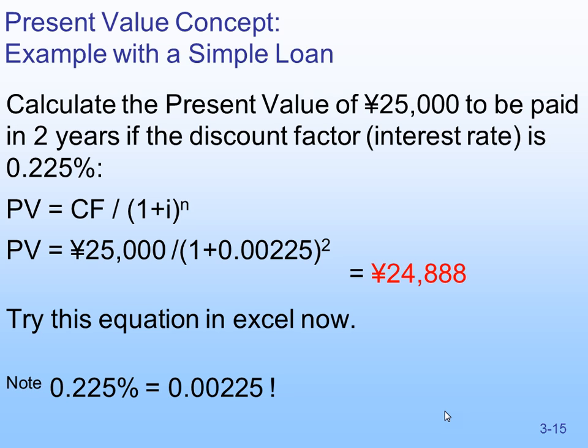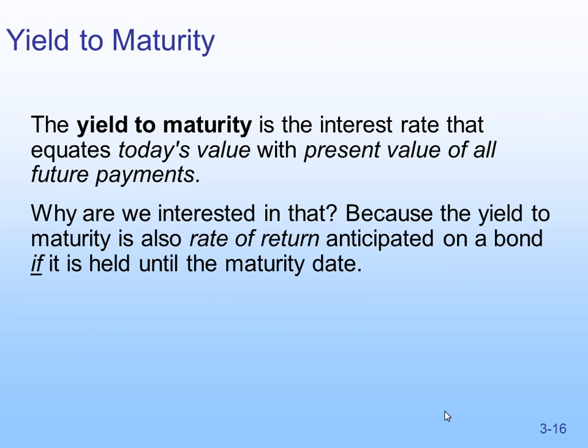So this is simple loans and present value. Now let's talk about yield to maturity. All right. In words, I don't think this is super clear, but we'll do some examples. What's the yield to maturity? The yield to maturity is the interest rate that equates today's value with the present value of all future payments.